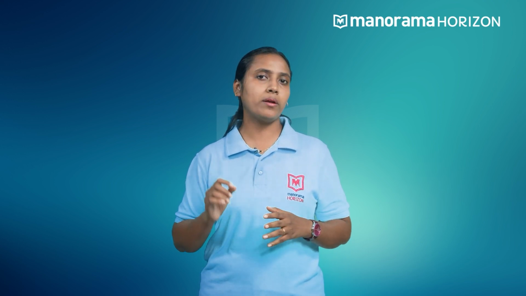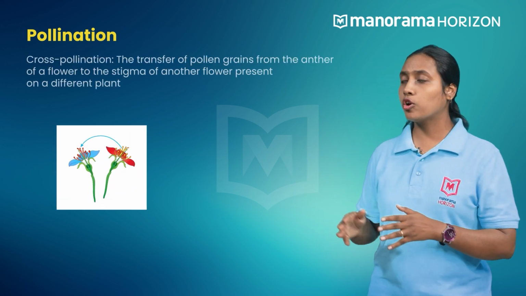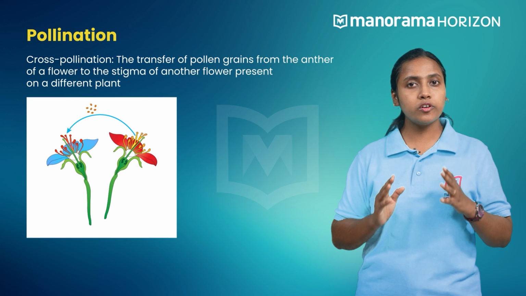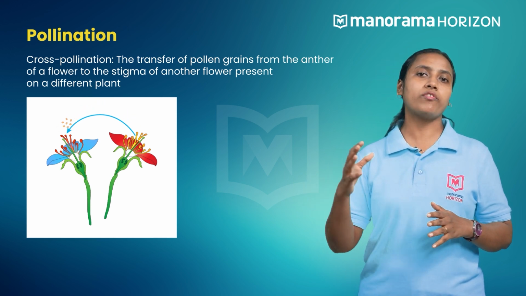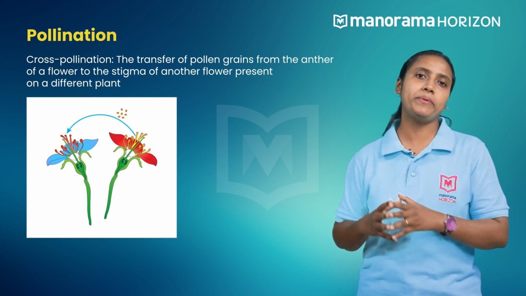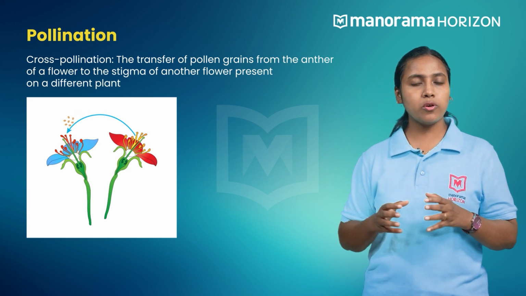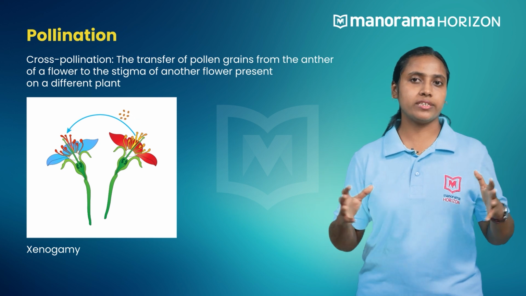Now, what do the terms agents of pollination and cross-pollination or xenogamy mean here? Let us discuss them one by one. So, let's discuss cross-pollination first. Cross-pollination is the transfer of pollen grains from the anther of a flower to the stigma of another flower present on a different plant of the same species. It is also called xenogamy and involves pollination agents.